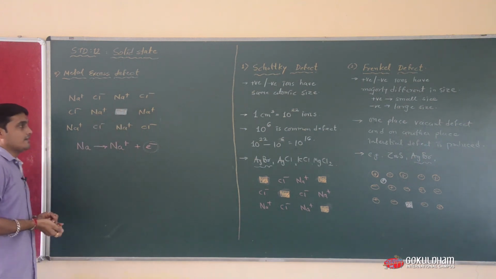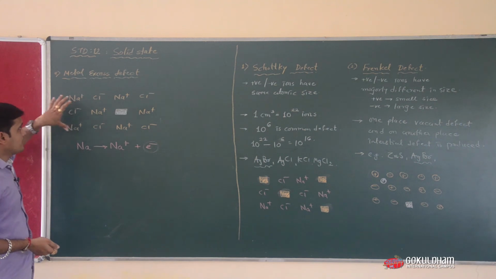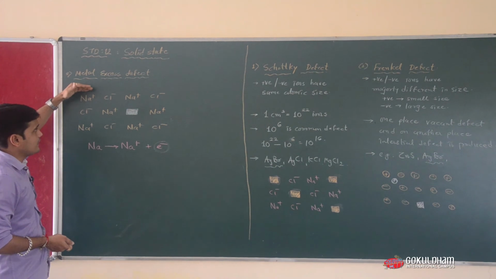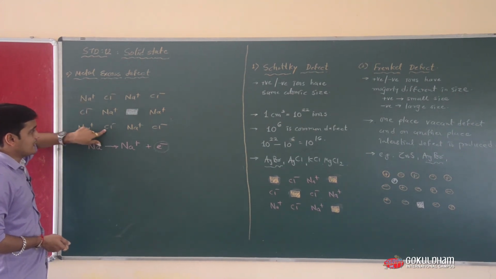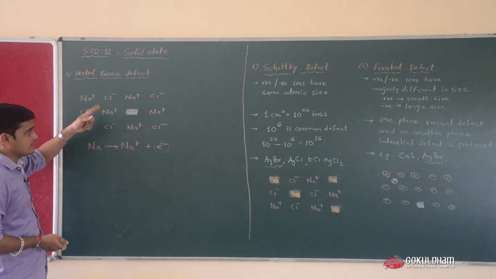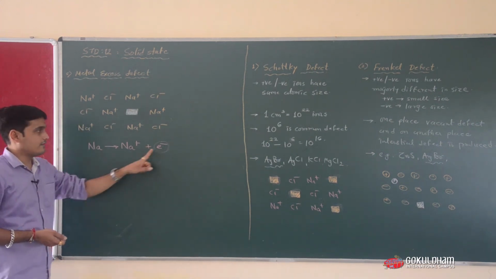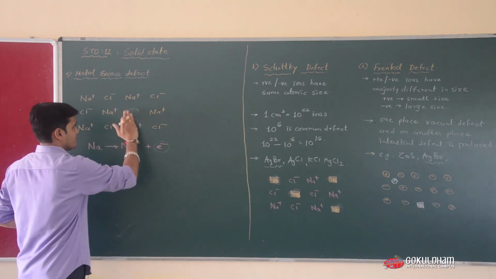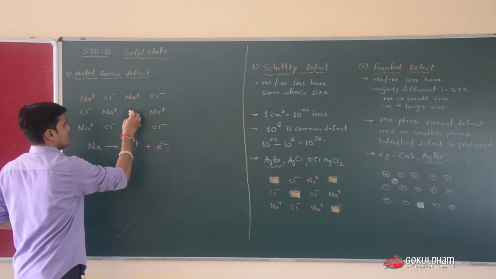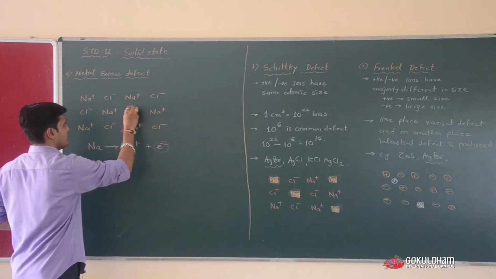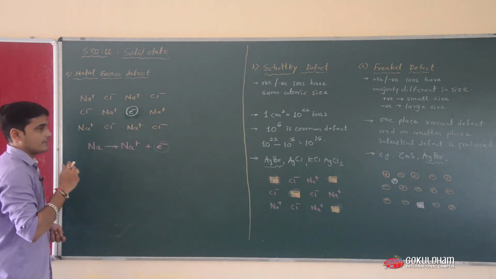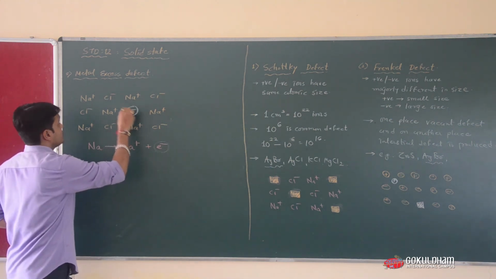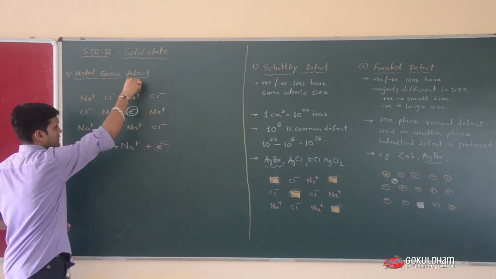So indirectly we can say that the positive ion is as it is in the starting, but the negative ion, that is Cl minus, is decreased indirectly with the help of the electron. So this electron is situated in between the solid. So your Na plus is indirectly increased. So this defect is called metal excess defect.